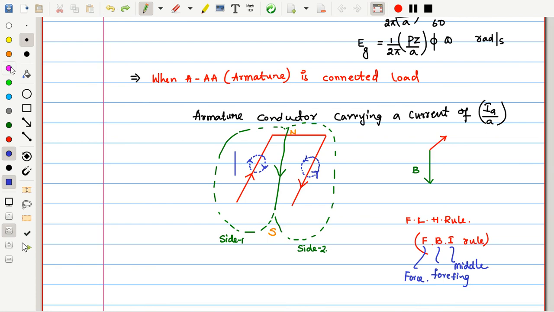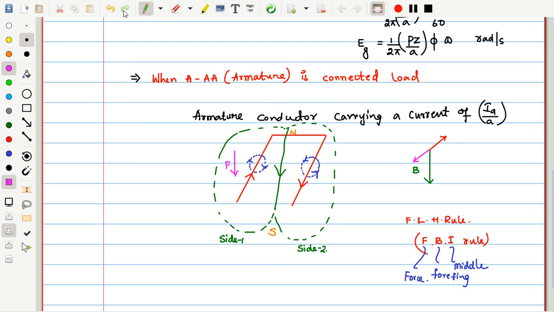Let me choose a different color. So you need to work on these basic principles. This is side 1. So the force will be in this direction. So how should I show it, this is inside, this is okay. So then it will look like this. This is the force.